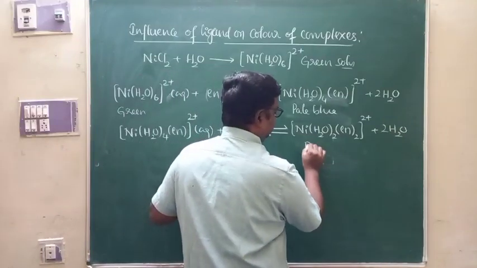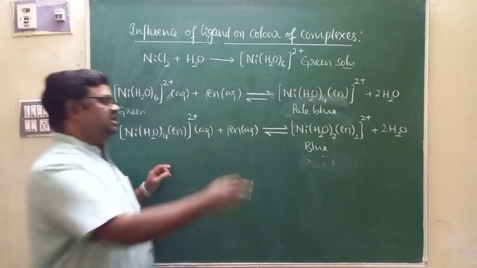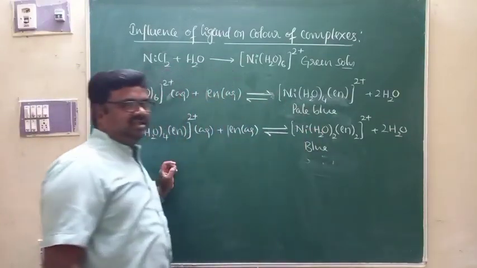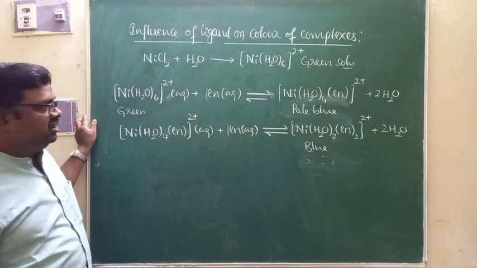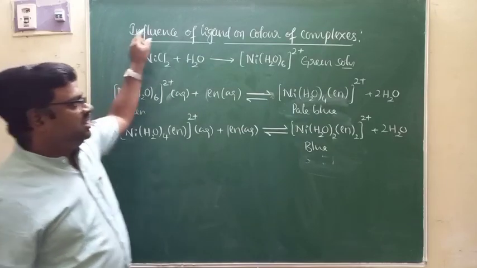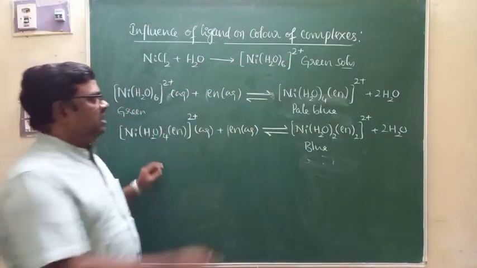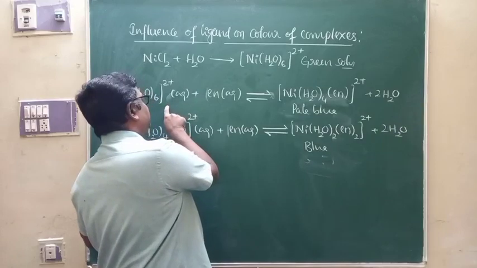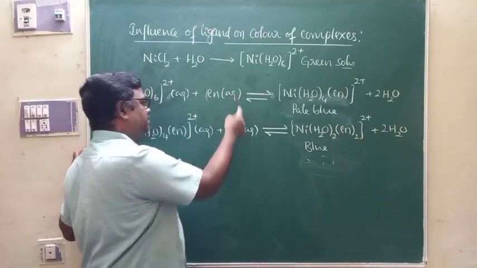It will be changed to a deep blue colored solution. The intensity of the blue color increases. That is the influence of the ethane 1,2-diamine ligand on the color of the complex, that is [Ni(H2O)6]2+. In this case, 1 mole of nickel 2+ ion was mixed with 1 mole of ethane 1,2-diamine.